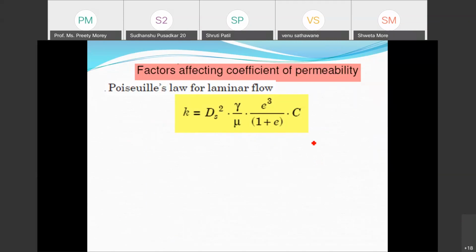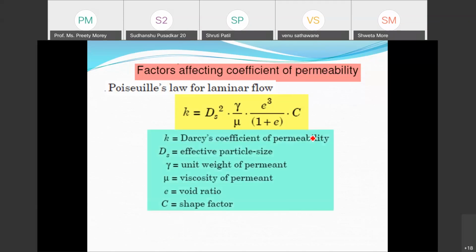Now all these parameters are responsible for the permeability. C is the shape factor. So depending upon size, shape, void ratio, unit weight, and temperature, because viscosity depends upon the temperature, temperature is also one factor responsible for identifying the coefficient of permeability, and hence this equation: K27 is equal to KT into mu T upon mu 27.